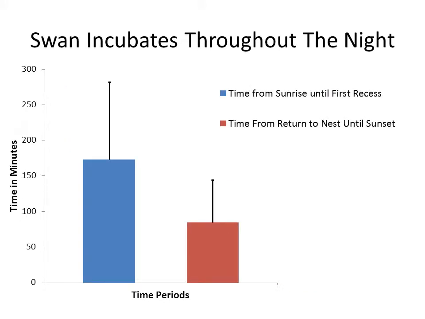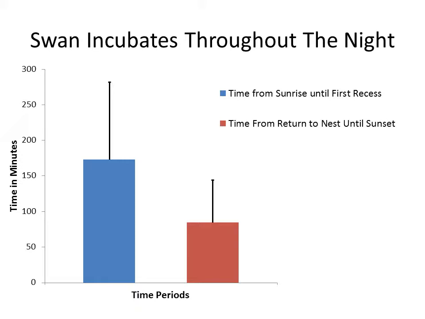The most telling information that we've managed to come up with so far from this one nest is this right here. We see in the first blue bar on the left the time from sunrise until the first recess by the birds. For this one nest, we found that it was about 172 minutes after sunrise. And then the red bar represents the time that the birds returned to the nest until sunset, and there we see that it was about 84 minutes.